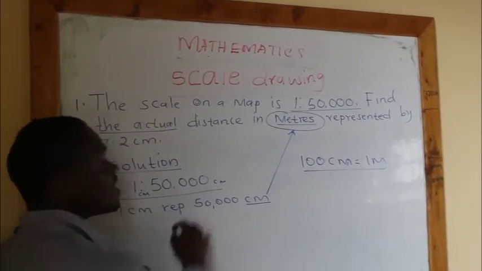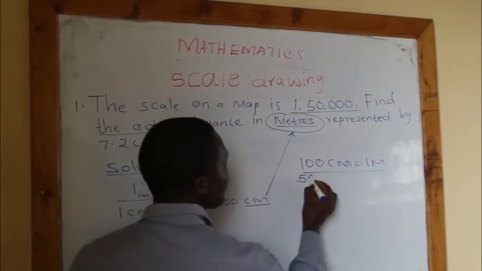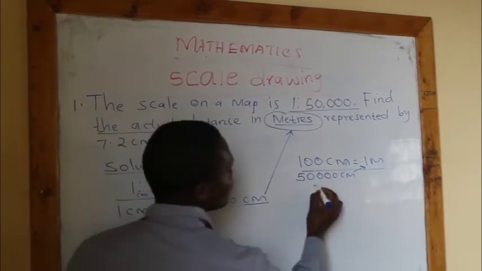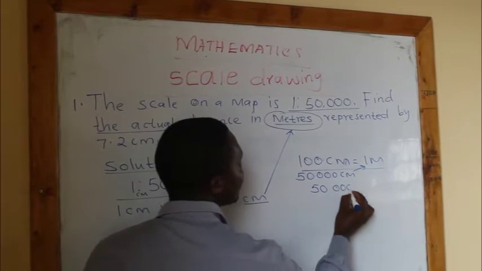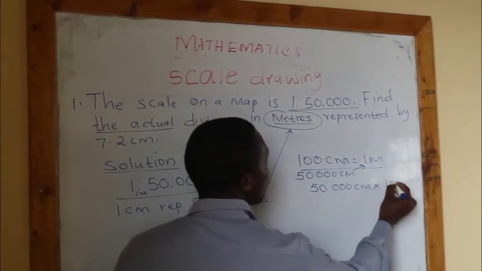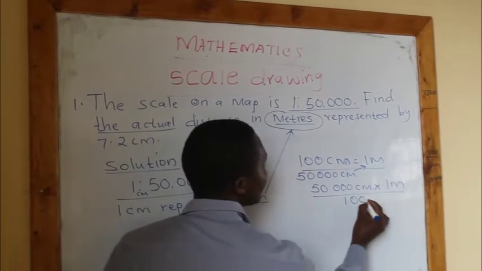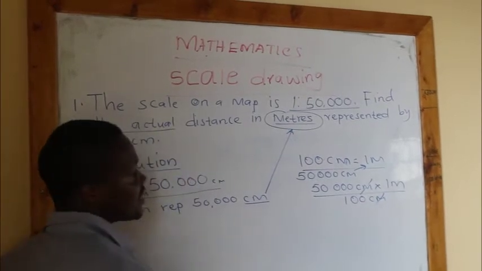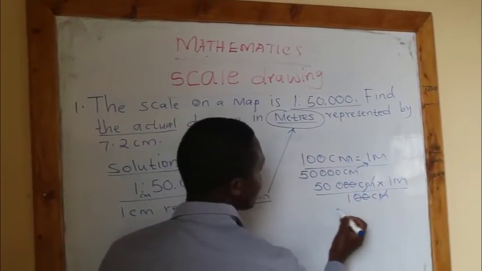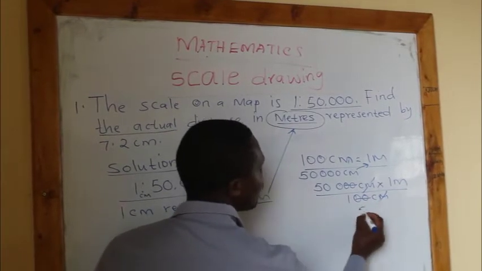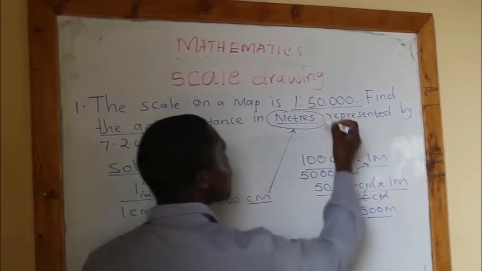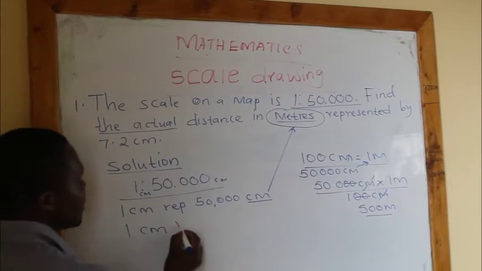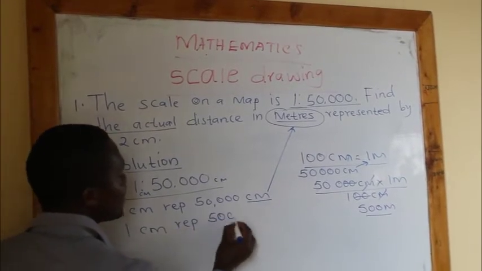So what about 50,000 centimeters? I'll cross multiply. So this is going to be 50,000 centimeters times 1 meter over 100 centimeters. So I simplify centimeters and centimeters, then zeros and zeros. So I have 500 times 1 meter, which is 500 meters. So I have converted my scale into meters. So what I'll write is that 1 centimeter represents 500 meters.